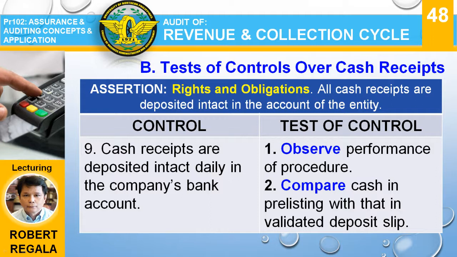Slide 48. General assertion, rights and obligations. Specific assertion, all cash receipts are deposited intact in the account of the entity. This is the only slide discussing the controls for the assertions mentioned. The ninth control is described as cash receipts are deposited intact daily in the company's bank account. This control reduces the likelihood of misappropriation of cash. To test this control over the assertions, the auditor observes the procedure being performed and compares the cash in the pre-listing with the validated deposit slip.